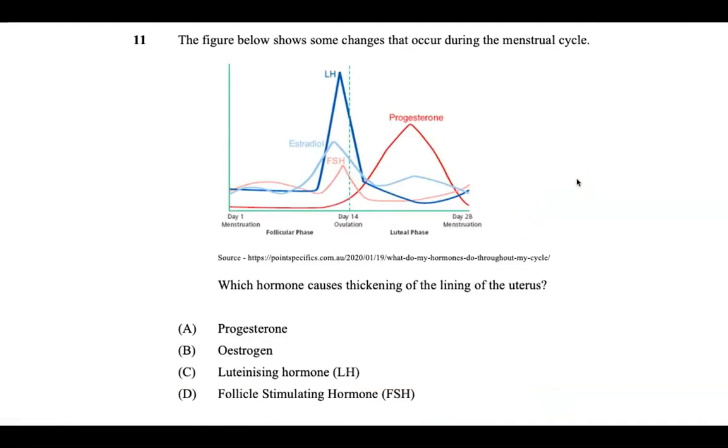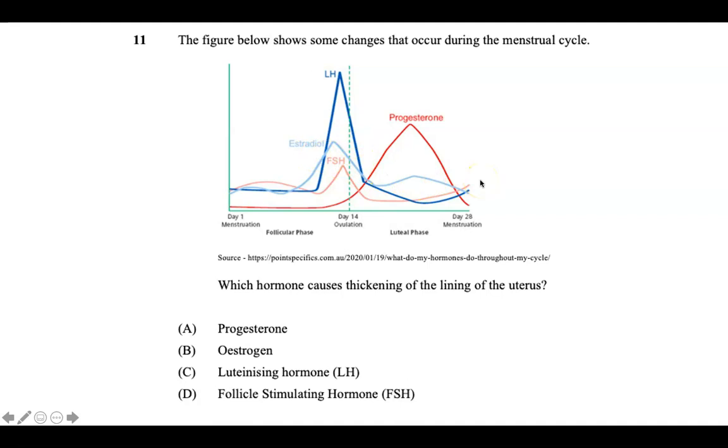All right, question 11. The figure below shows some changes that occur during the menstrual cycle. So we're looking at the menstrual cycle here, or the ovulation cycle, and which hormones cause thickening of the lining of the uterus. Now, this is a question where the graph here may have helped you if you weren't quite sure. And to answer it, you need to understand when it is that the uterus lining is being thickened and why that is happening. It's happening so that by the time we have ovulation, we have a thick enough lining of the uterus that hopefully a fertilized egg or zygote can implant and then be carried through for the pregnancy term.